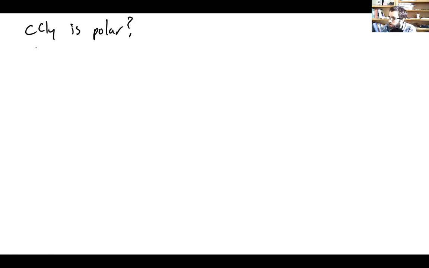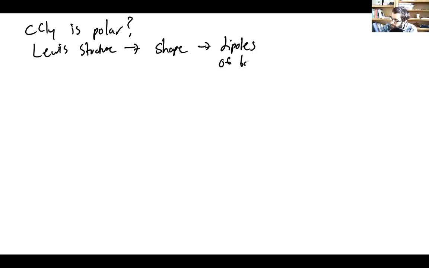First, we're going to come up with a Lewis structure. From that, we're going to get the shape. And then we're going to calculate the dipoles of bonds and see if the dipoles cancel. And so that's going to be the net dipole, right?